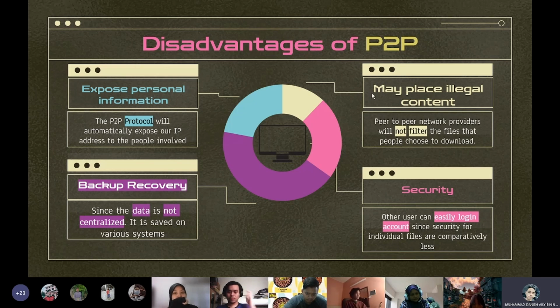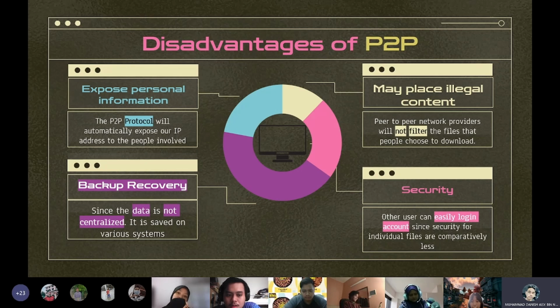The third one is that P2P may carry illegal content, because the P2P network provider will not filter the files that people choose to download. So we can easily download illegal content on the internet. We can also use a VPN, virtual private network, to access banned websites on the internet.